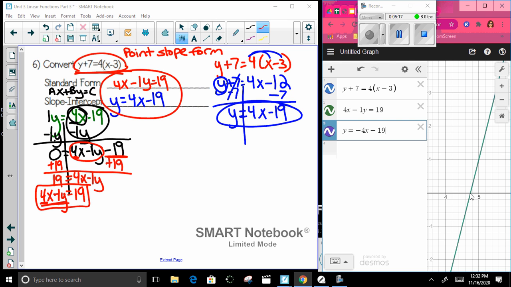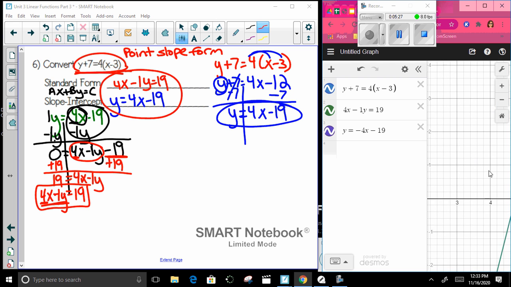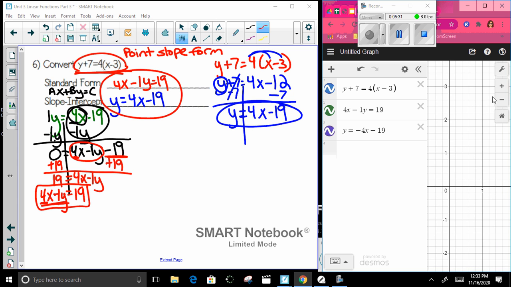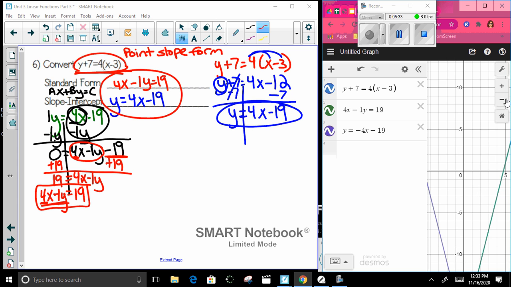Now keep in mind, you can always click on here to get your x-intercept, your y-intercept. Notice your x and y-intercept. Oops. Oh, I'm not on my x and y-intercept. I'm all the way over here. So I'm going to scroll out a little.